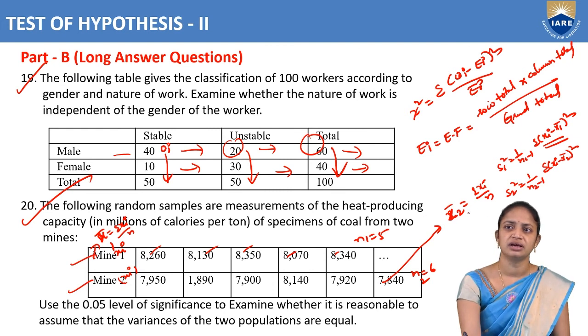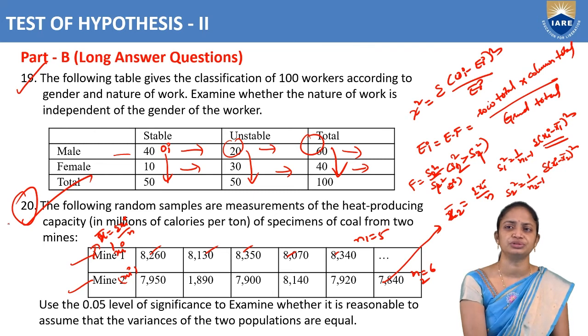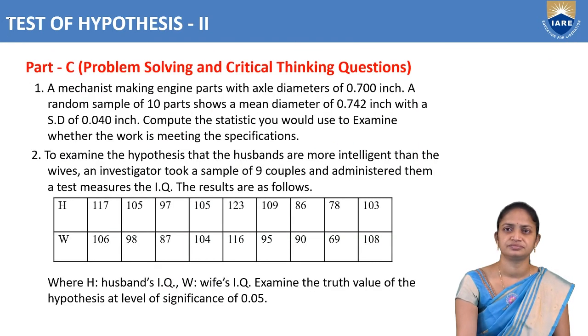Here we have to use the F distribution. Whichever is the greater value, we have to write in the numerator. That means F equals s1 square by s2 square, where s1 square is greater than s2 square. Otherwise we have to use F equals s2 square divided by s1 square, where s2 square is greater than s1 square. So this is the F distribution formula. For the 20th question, we have to use the F distribution formula.